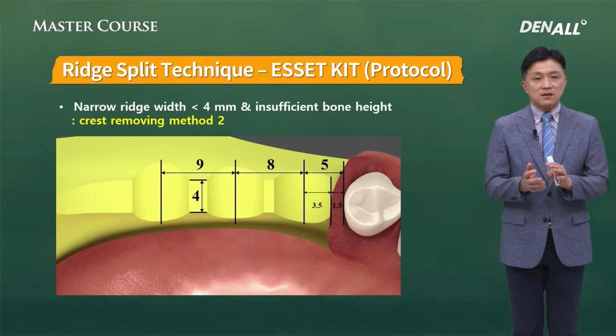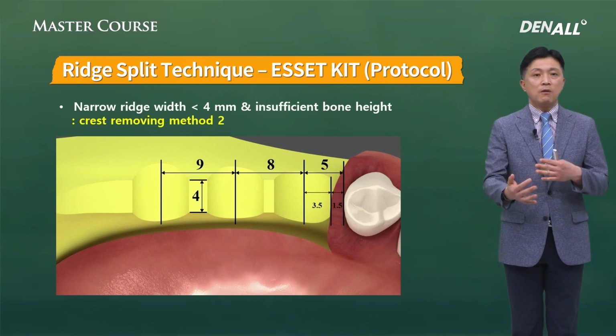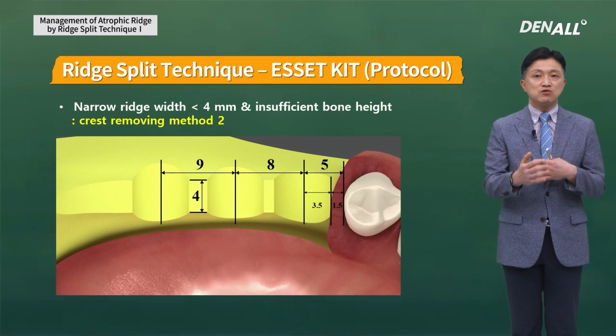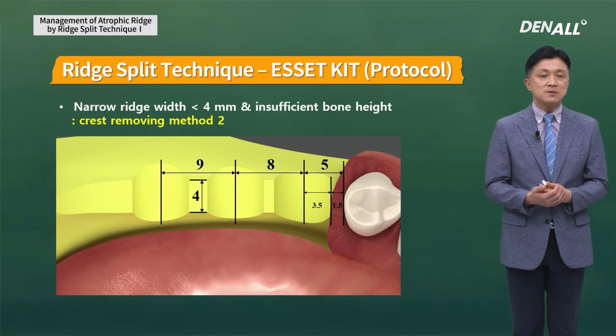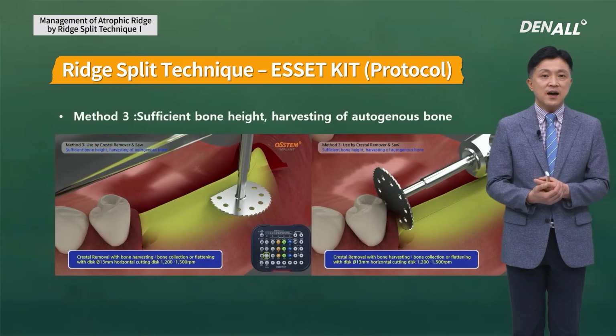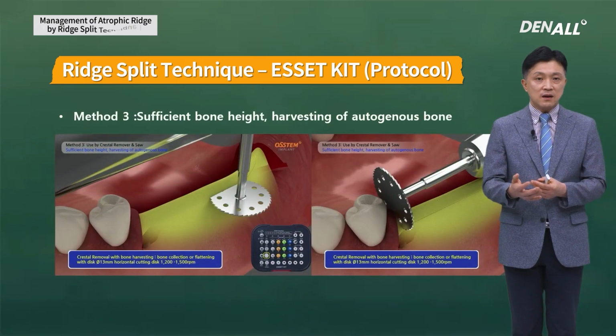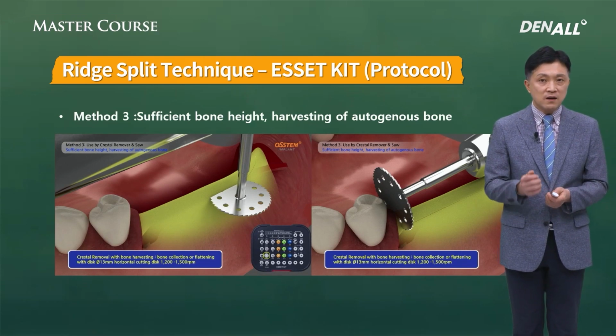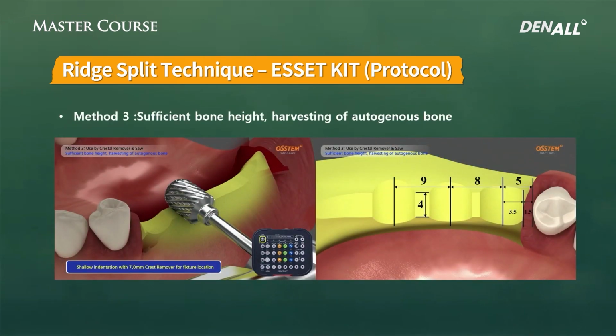Simply put, before you do ridge splitting, the purpose is to secure 4 mm of buccolingual ridge width. If the height is sufficient, you can use the saw to do bone harvesting first, and then additional alveoloplasty can be done to get wider buccolingual width.